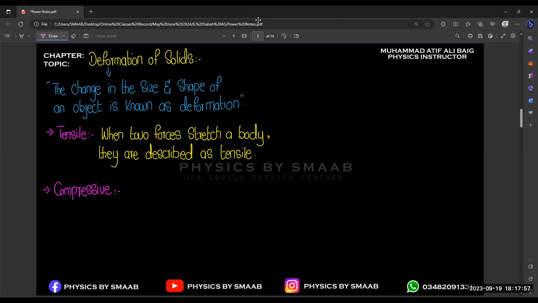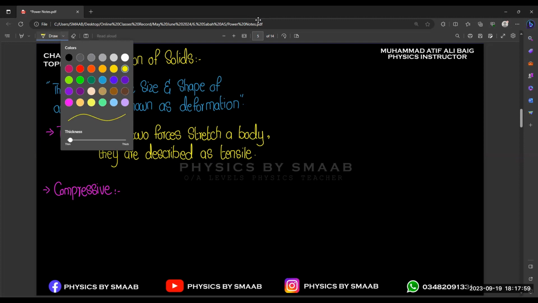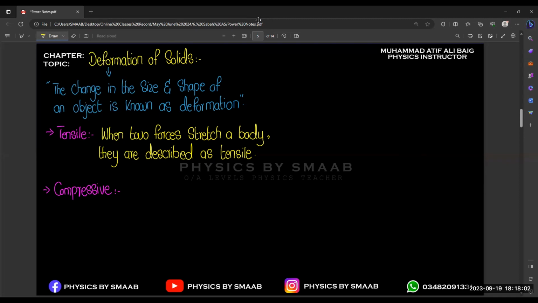And the second term is known as compressive. Now you already got the idea of tensile, so compressive will be the opposite of the first one: when two forces compress a body. So when two forces compress a body, that is known as compressive. And when two forces stretch a body, that is known as tensile.